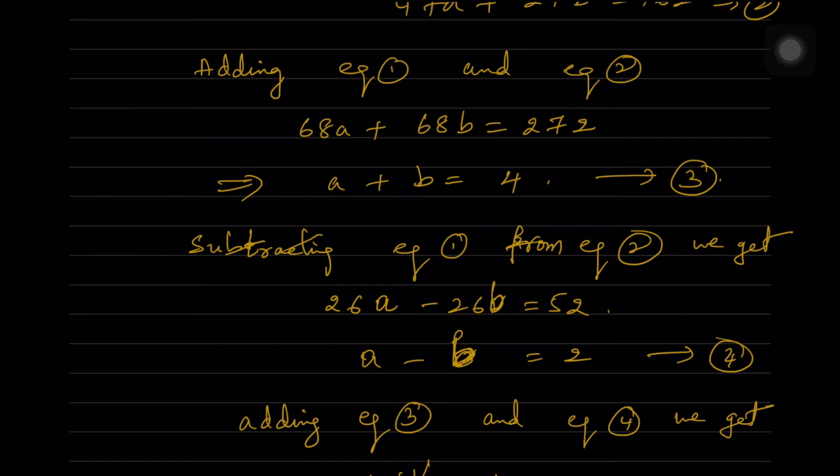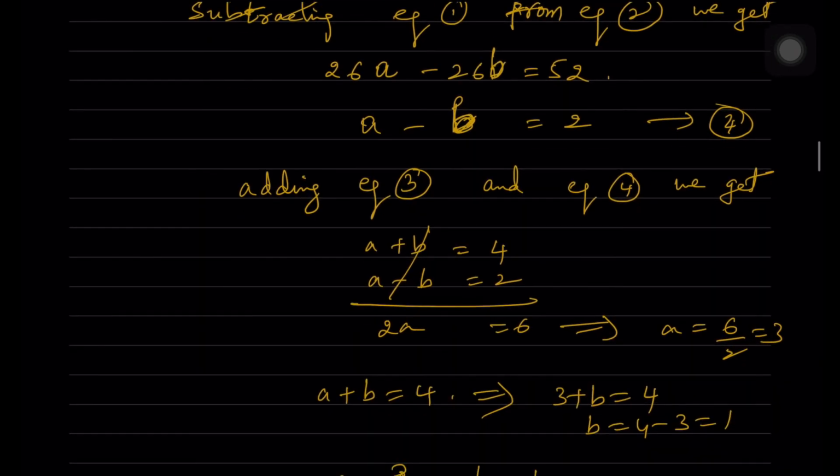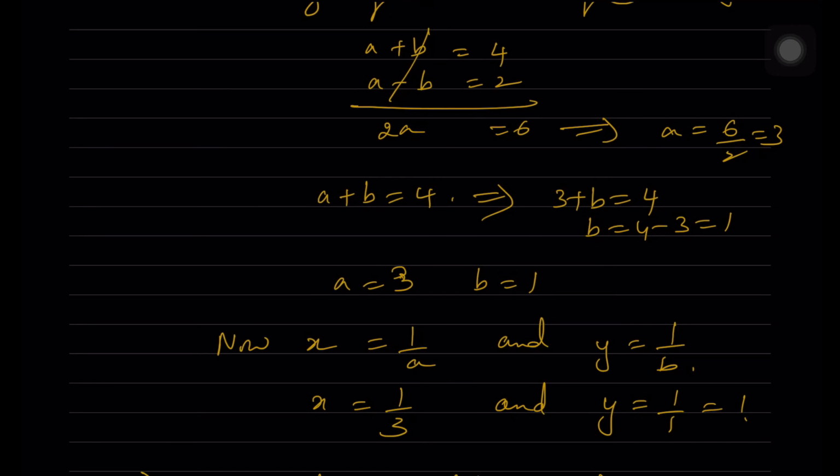So now adding equation 3 and equation 4, we are getting a is equal to 3. And substituting the value of a in either 3 or 4, you are going to get b as equal to 1. So a is equal to 3, b is equal to 1. Therefore x is equal to 1 by a. We have substituted that in previously. So we take x is equal to 1 by 3 and y is equal to 1.